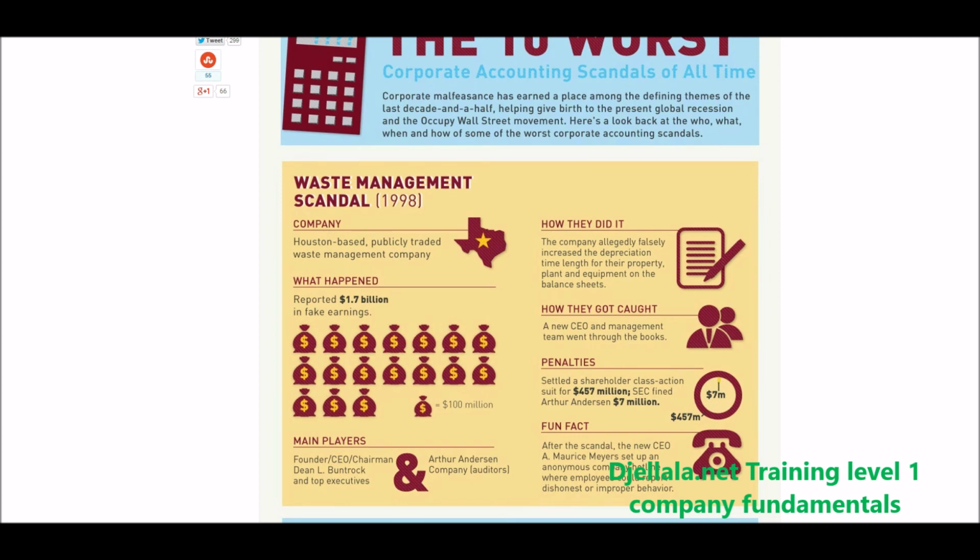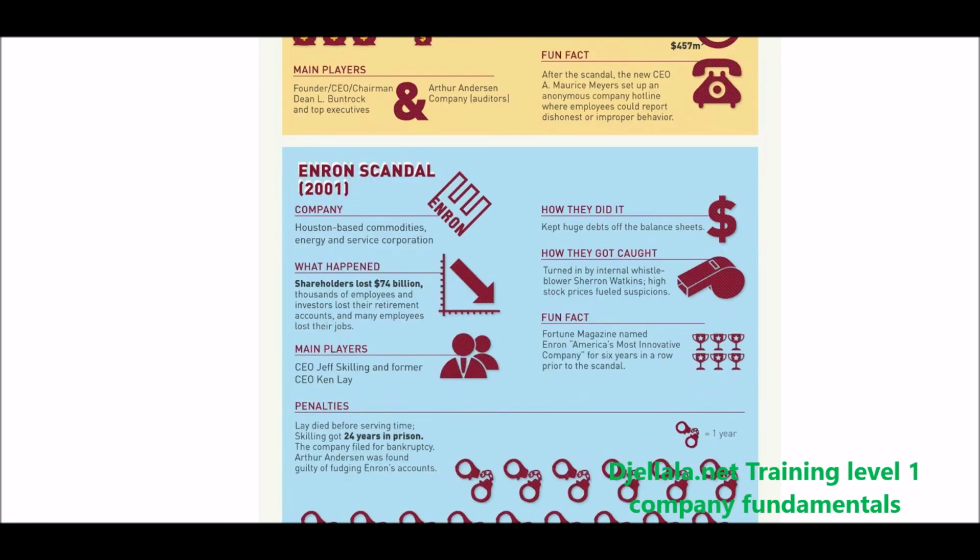This is the problem. Now another company, the Enron scandal. This is very famous in Wall Street. It's very, very famous. The shareholders lost $74 billion, okay, because this company lied about the earnings. Okay, so someone got penalties. They got 24 years in prison.